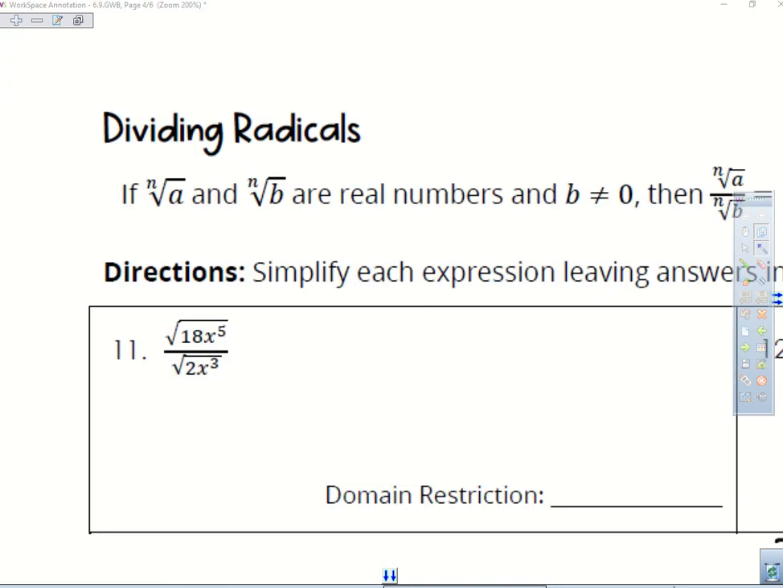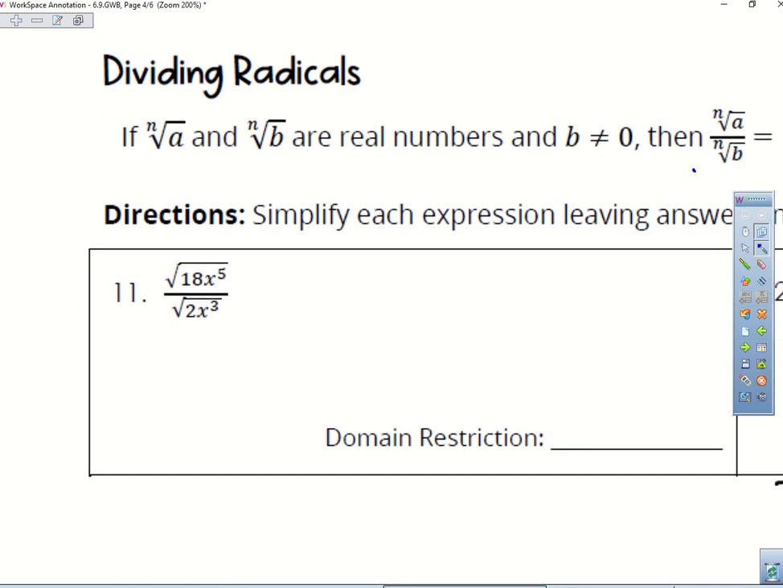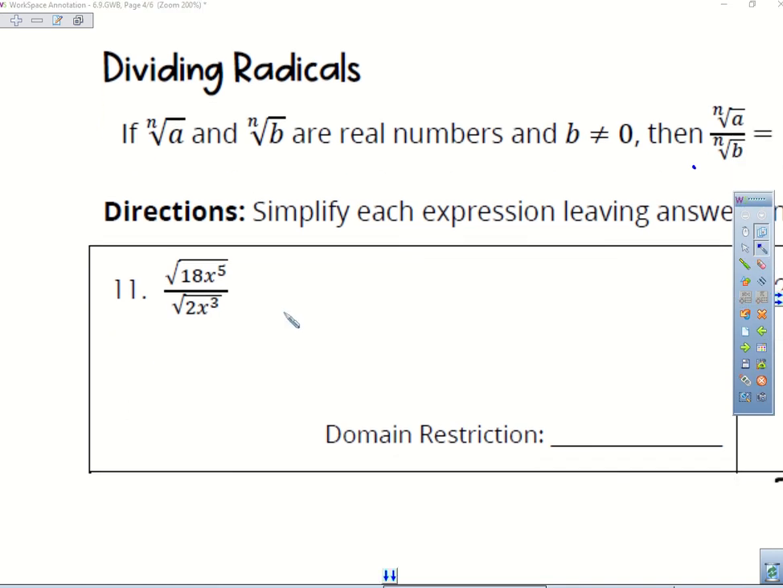Now we're going to do some dividing radical problems. When you divide radicals, at least for now, you want to make sure they have the same index. These both have an index of 2, the square roots. So you can just make them into one big radical, like this. And now we're going to simplify that.